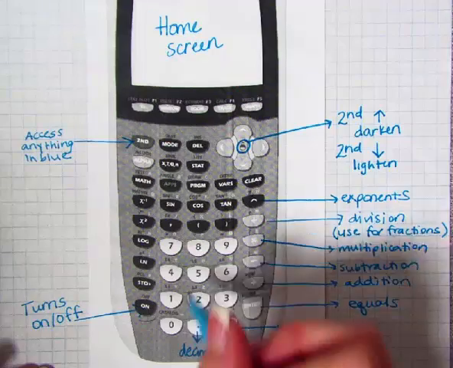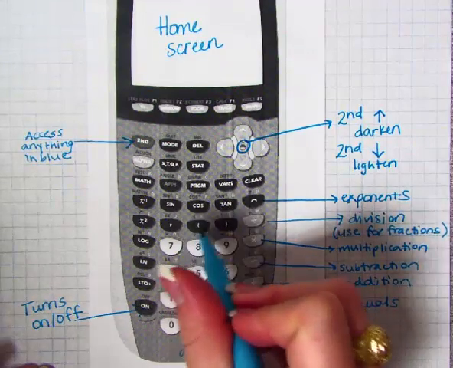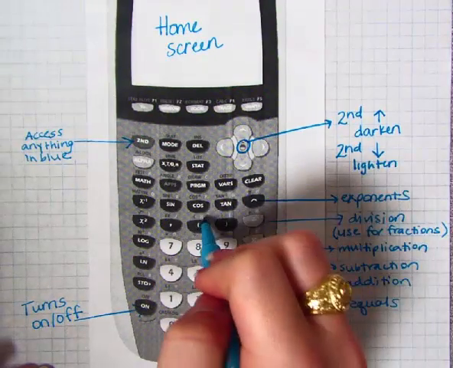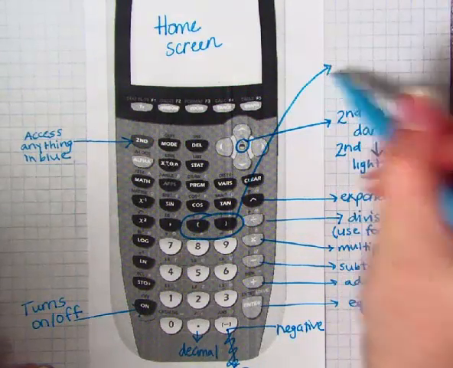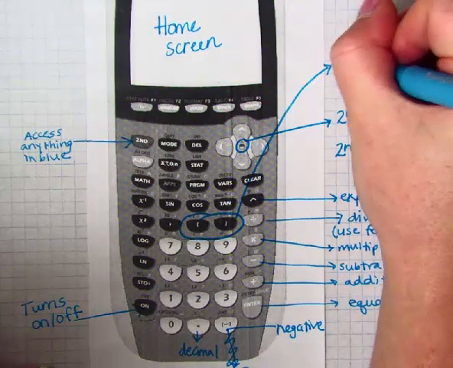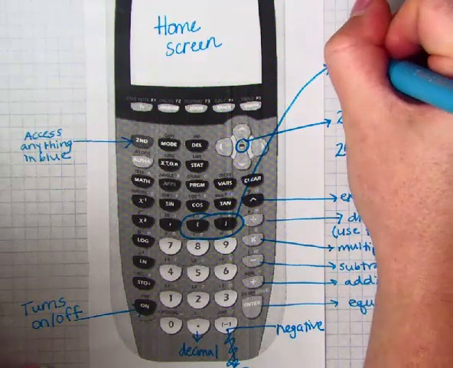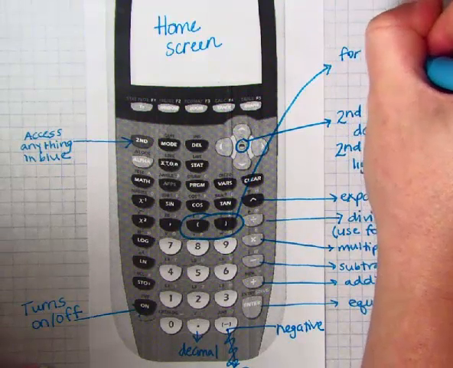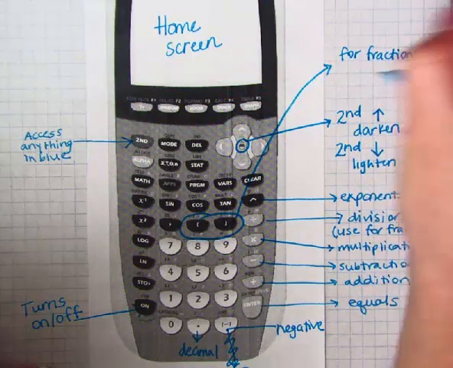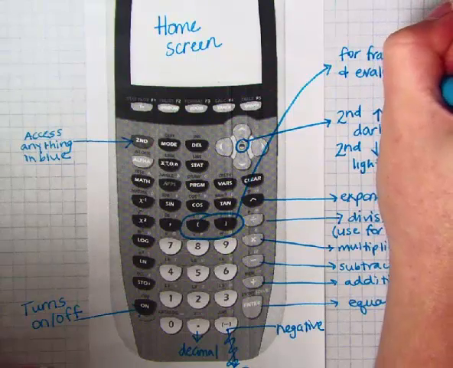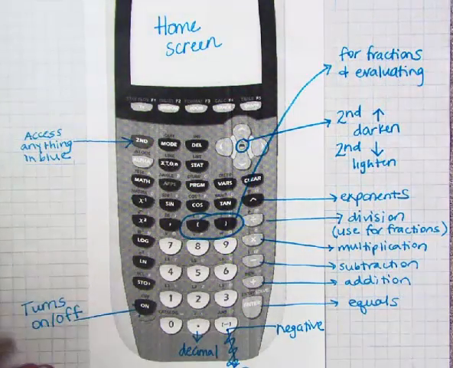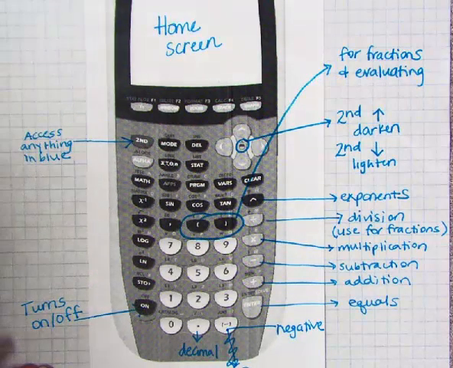Okay, if we move up, if you look above the 8 and the 9, you have your parentheses here. You're going to use your parentheses when entering fractions. So it's for fractions and evaluating. And we'll talk about evaluating in the next couple of days, and it'll make a little bit more sense to you why we use those parentheses to evaluate.